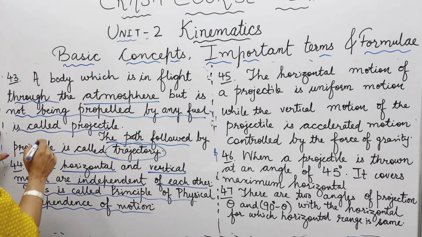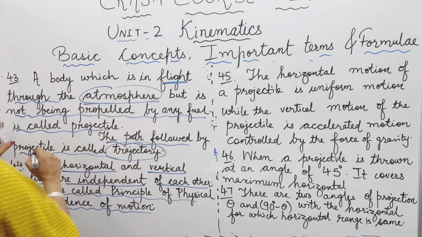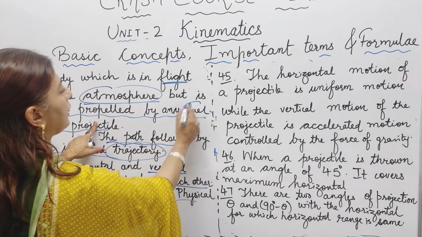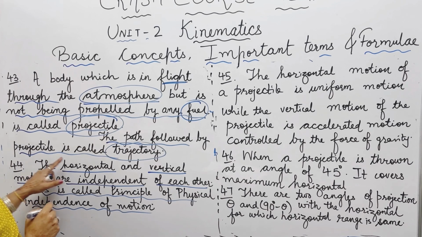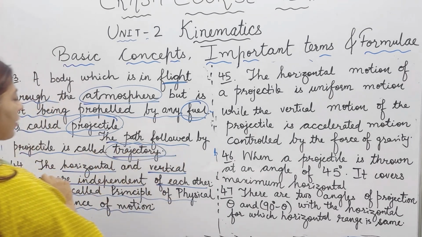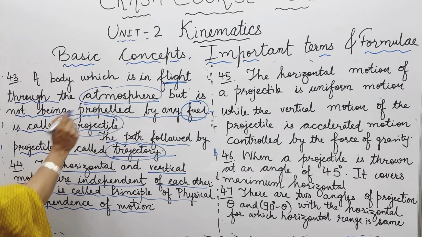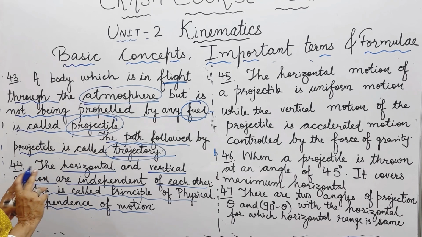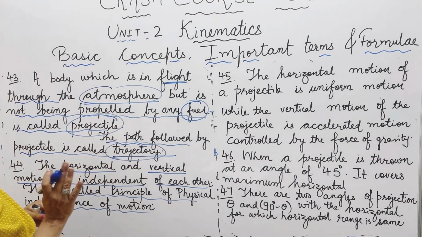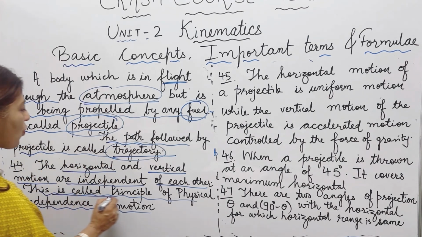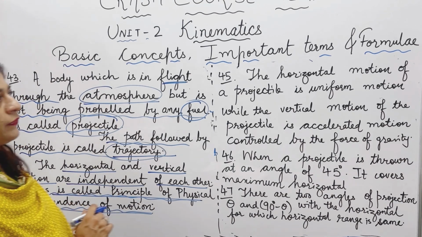A body which is in flight through the atmosphere but is not being propelled by any fuel is called a projectile. The path that is followed by the projectile is known as trajectory. The horizontal and vertical motion of this projectile are independent of each other. Horizontal and vertical components are split and they do not depend on one another. This is called the principle of physical independence of motion.